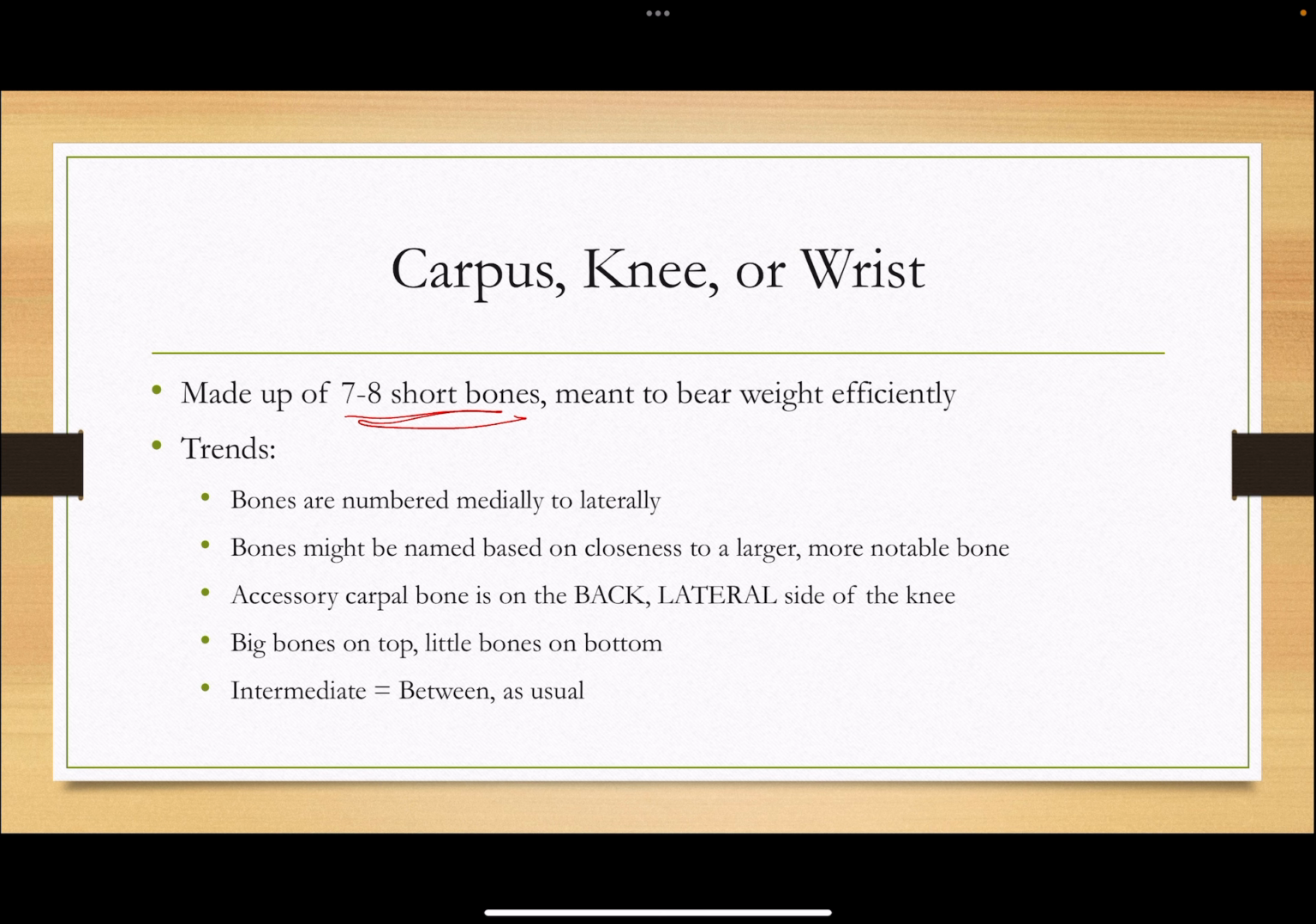So some rules that they follow are when the bones have numbers, they increase as we move laterally. If the bones are closer to a larger, fancy-named bone, they might have a name that references that bone to differentiate it from bones that aren't near a big fancy bone. The accessory carpal bone, it's like a miscellaneous knee bone, but just remember it's on the back and outside of the knee. And the bigger bones are on the top layer, and the small bones are on the bottom layer.